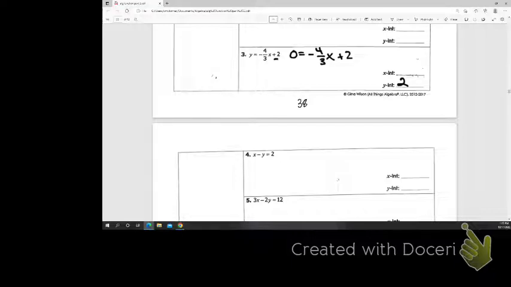Move either the x or the constant over. You don't want to start dividing until they're on opposite sides. And then to get rid of that fraction, we can use the reciprocal, which means flip the fraction over. And in this case, the x-intercept is not a whole number, which is not uncommon.